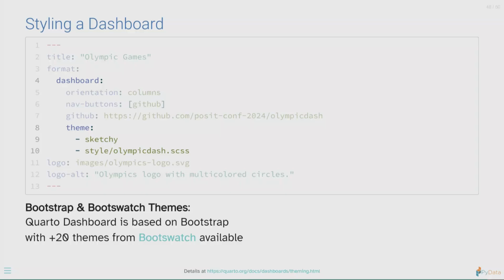that you can choose. And so here in the example of the Olympic dashboard, the theme used was sketchy. So just by saying theme sketchy, I get this dashboard, which will be different from the default. And if I use another theme, like flatly, I will get a different dashboard with different fonts, things like that.